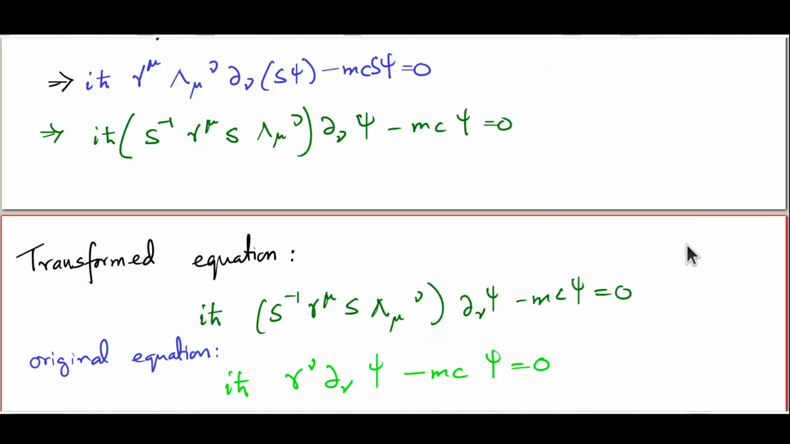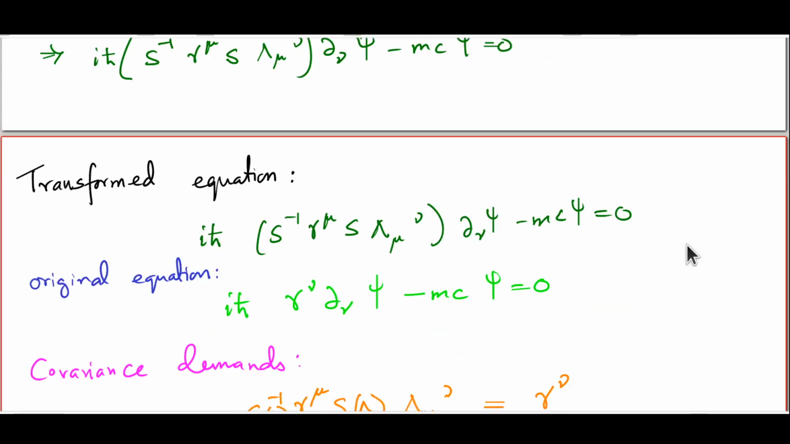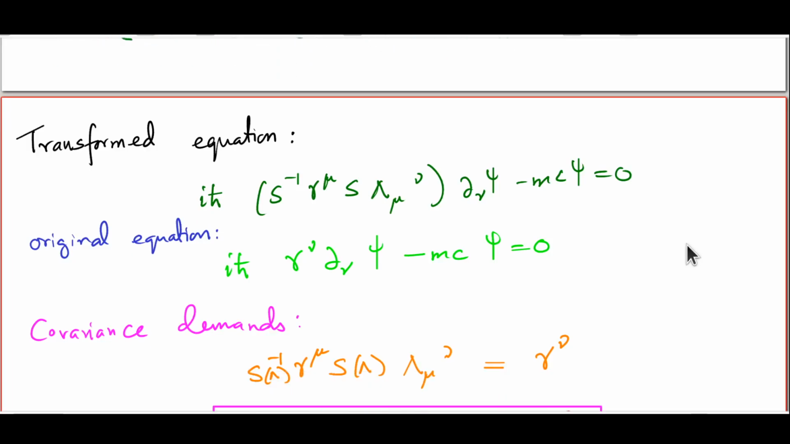So, the transformed equation is i h cross S inverse gamma mu S lambda lower mu upper nu del nu psi minus mc psi equals 0, whereas the original equation, the equation in the original unprimed frame O, is i h cross gamma nu del nu psi minus mc psi equals 0. Now, covariance would demand that these two must be the same equation, and therefore, what you must have is the following. For a given lambda, S of lambda inverse gamma mu S of lambda, times lambda lower mu upper nu, has to be equal to gamma nu.